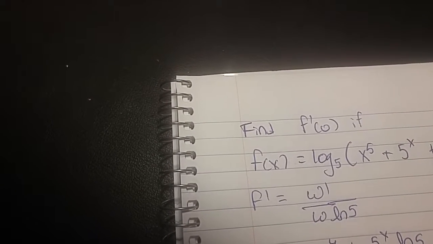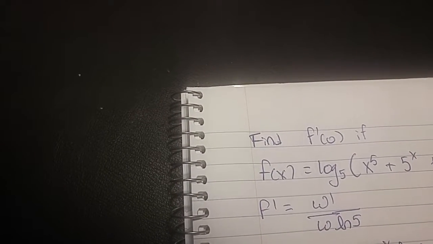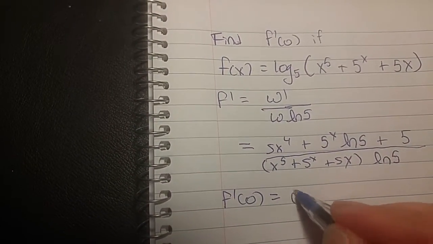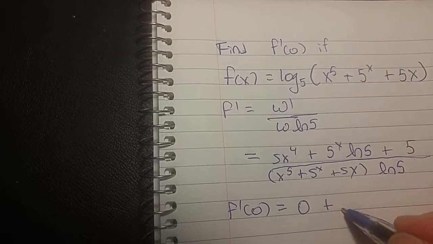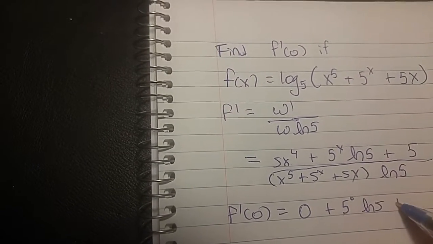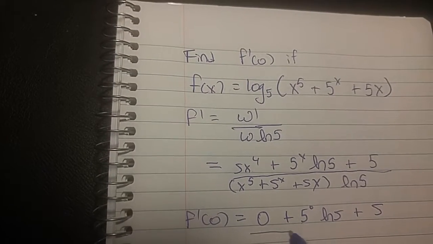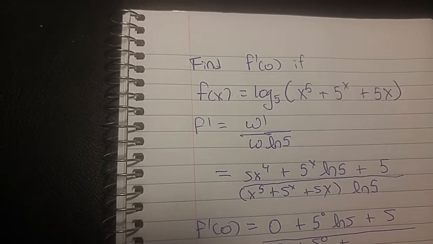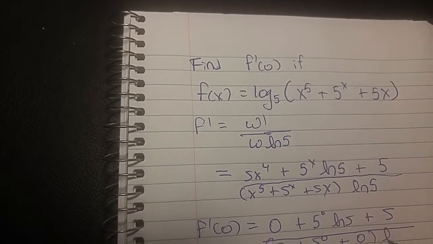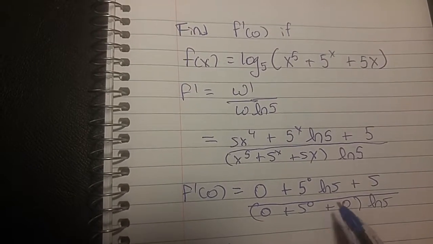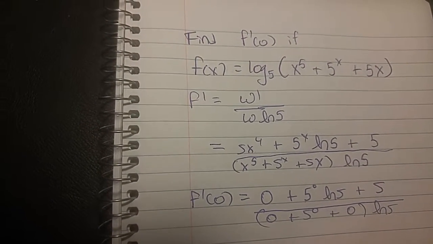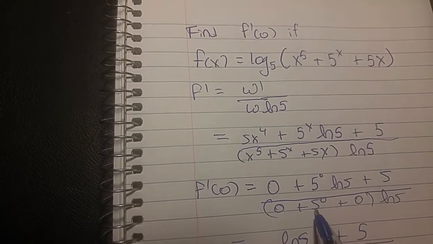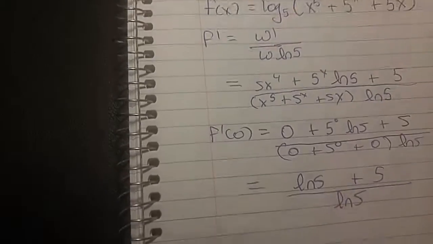Now we plug in 0. So f prime of 0, we're going to have 5 times 0 to the 4, so 0, plus 5 to the power of 0 times the ln of 5, plus 5, all divided by, downstairs we're going to have 0 plus 5 to the 0 plus 0, multiplied by ln 5. And then this cleans up. Anything to the 0 is 1. So on top we get ln 5 plus 5. On the bottom we get 5 to the 0 is 1 times ln 5. So we get ln 5. That'd be the answer there.